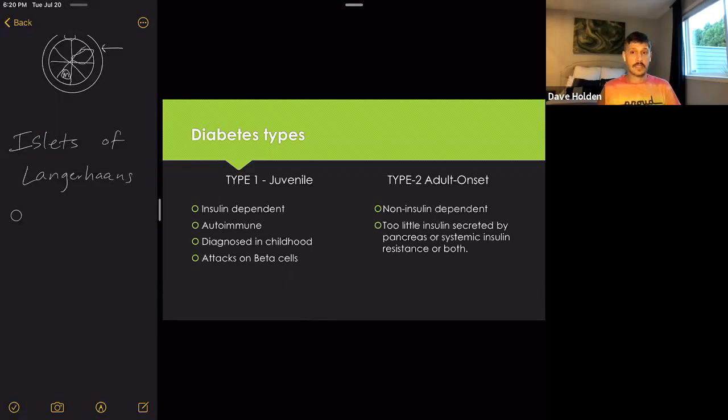This is non-insulin dependent. The issue here is your pancreas is secreting too little insulin because the body has become resistant to insulin. So like any kind of tolerance, right? It takes more and more insulin in order to achieve the same response. But eventually your pancreas becomes exhausted and it becomes unable to produce the amount that it's required. So the amount that it produces starts to drop off.